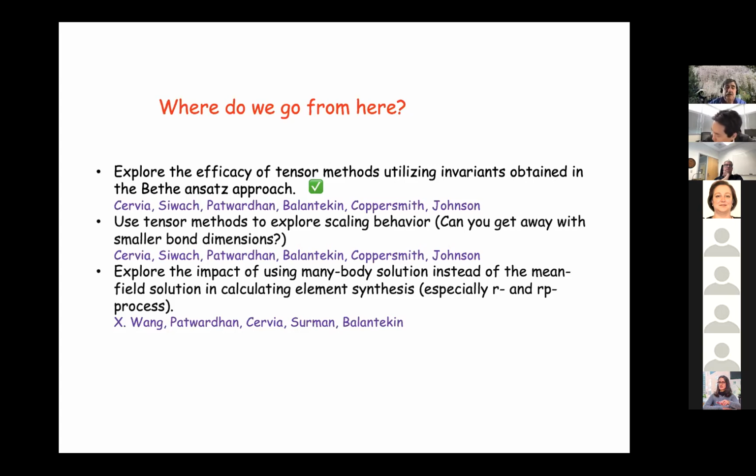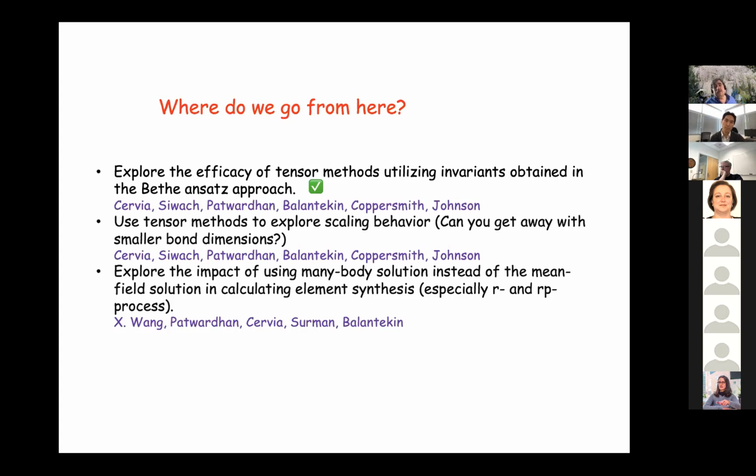So the very first thing one would like to do is use tensor methods. Are they efficient enough to go beyond these smaller numbers of n? Well, of course, you have to be careful, because in the tensor or matrix product methods, you're trying to reduce the Hilbert space into a manageable size that still represents the original physics of the problem. And you want to know that you succeeded in doing that.